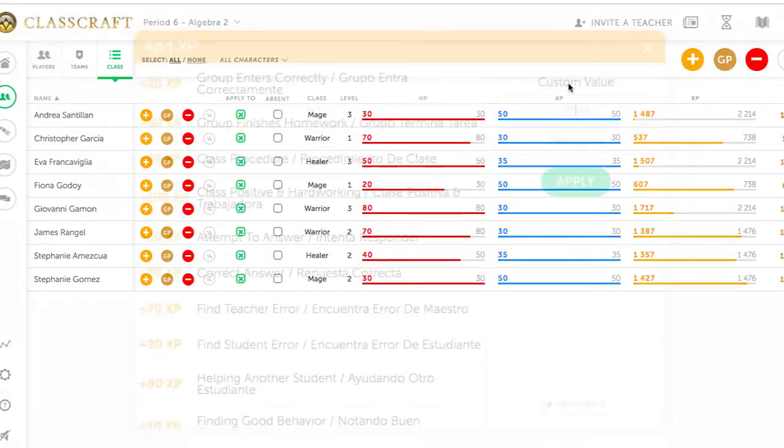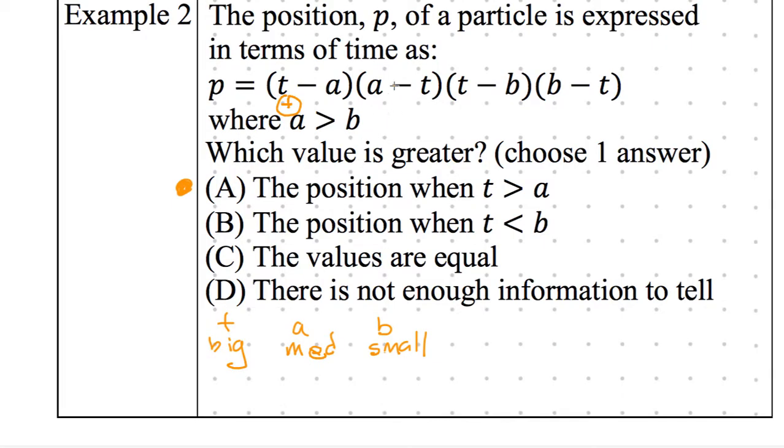So I'm going to give all of us some points. Okay, what about A minus T? Is that positive or negative? A minus T, medium minus big. Good, you guys got it. It's negative because it's a medium minus a big, which is negative.